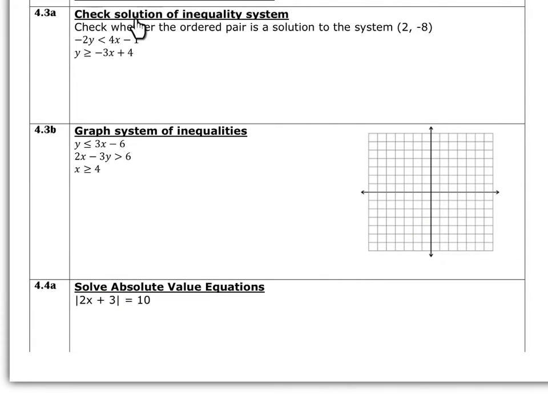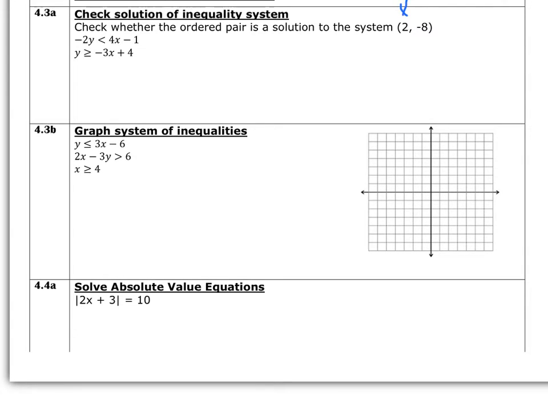4.3a wants us to check the solution of an inequality system. So check whether the ordered pair is a solution to the system. Does 2, negative 8 work in this entire system? All you need to do with that is to put in the ordered pair into both. It has to work in this one and this one for it to be true. So let's just do the top one first.